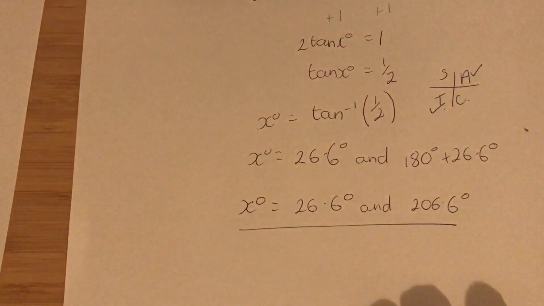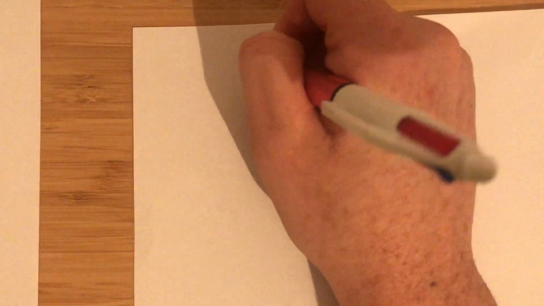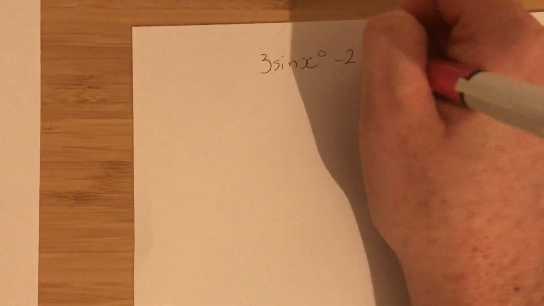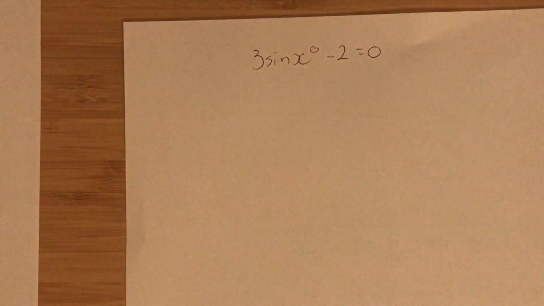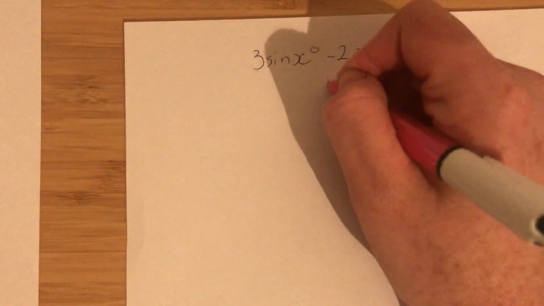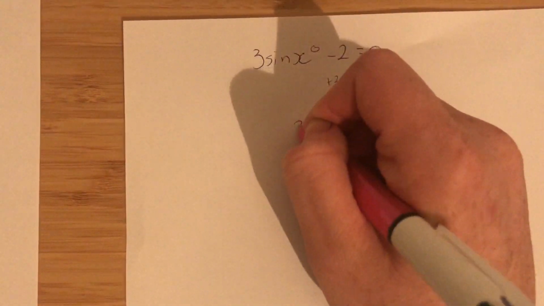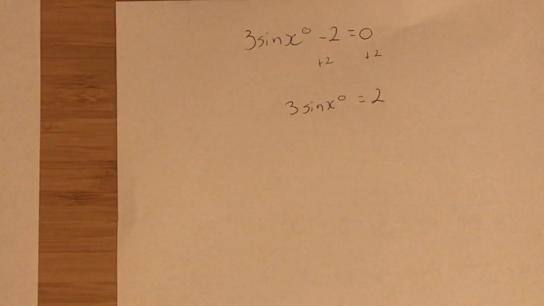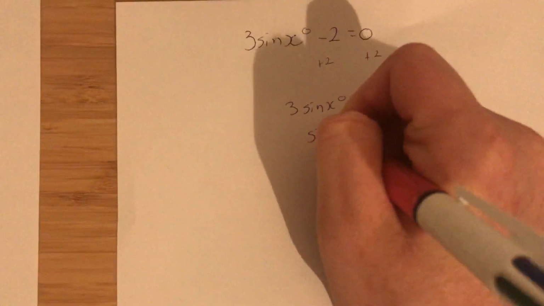Right, let's look at a different one now. This one I'm going to look at 3 sin x minus 2 equals 0. So we've not got sin x by itself right now, so we're going to start by adding 2 to both sides. 3 sin x equals 2. And to get sin x by itself, divide by 3.